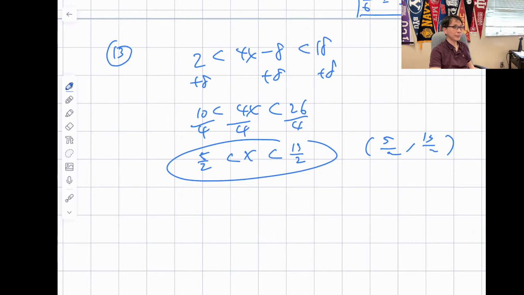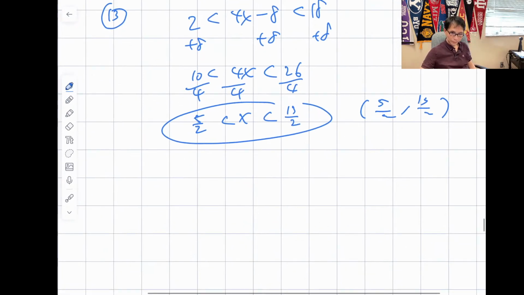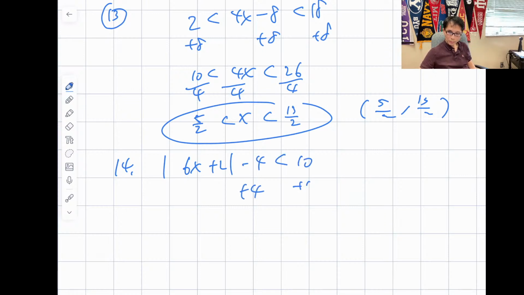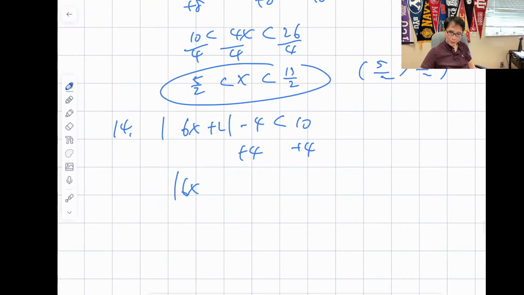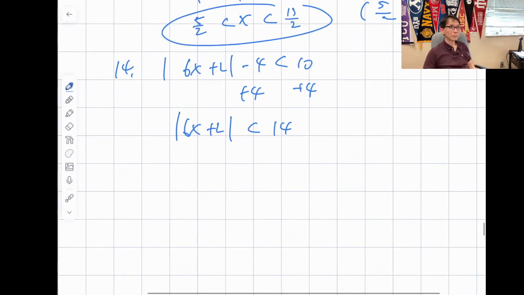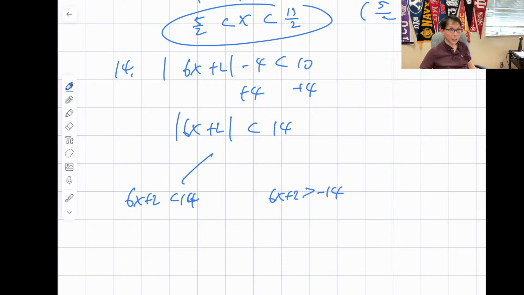Brackets including, that means you add less than or equal to. Less than, it's going to be parentheses. Yeah, 14. This is the one that Joshua did around earlier. I did that wrong. So it should be absolute value 6x plus 2 less than 14. Okay, so 6x plus 2 less than 14, or 6x plus 2 greater than negative 14.